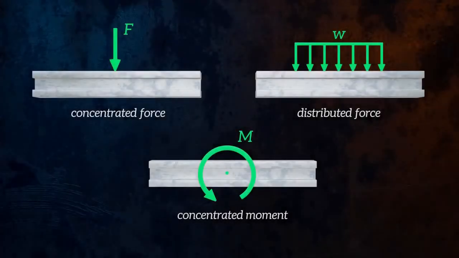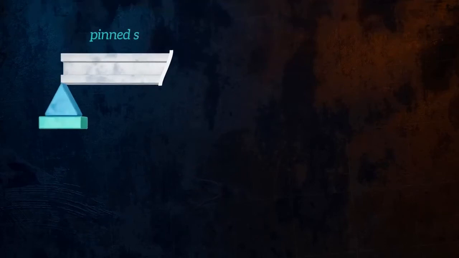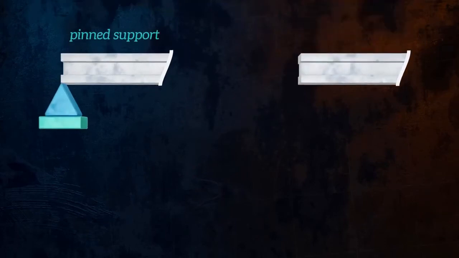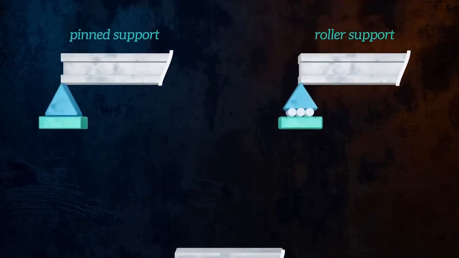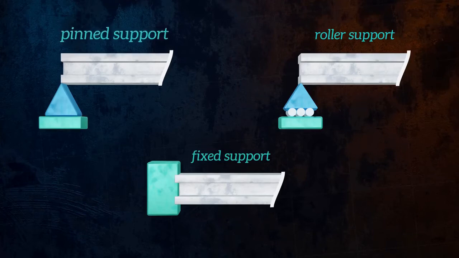We know that this type of loadings will destabilize our beam or our structural element. So we need to provide restrictions against these loads, or we need to provide supports so that it can carry these loads. We can see here the example of supports. There are three types of supports mainly, starting with the pinned support. The second one is roller support, and the third one is fixed support.